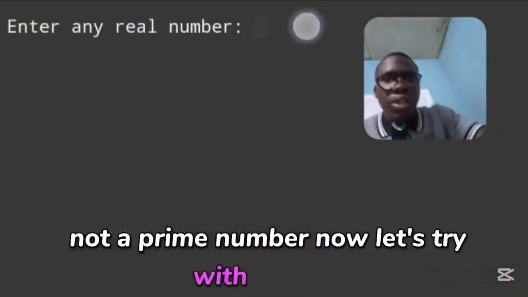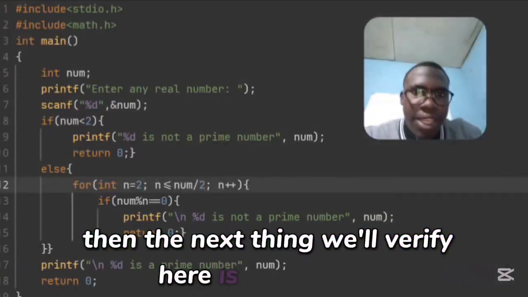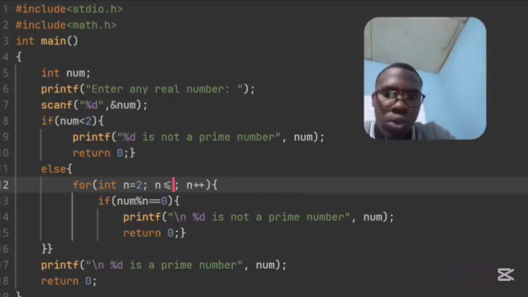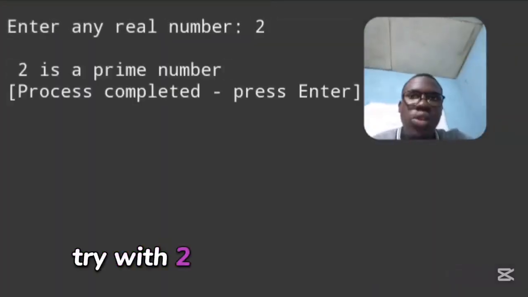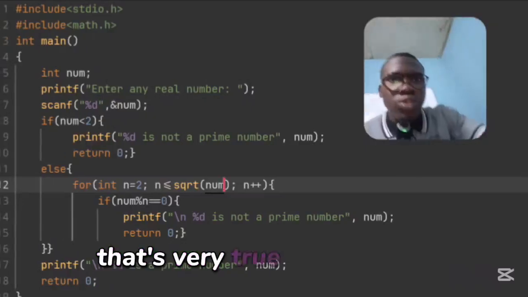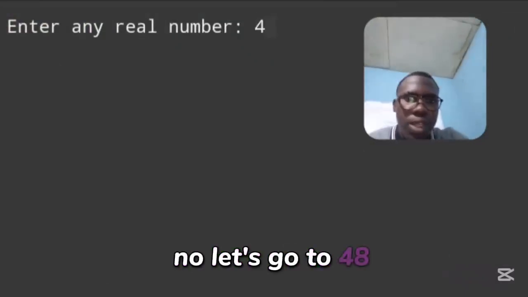Now let's try with 13. 13 is a prime number. Then the next thing we verify here is square root of num. Try with 2. 2 is a prime number, that's very true. Let's go to 49. No. Let's go to 48. 48 is not a prime number.